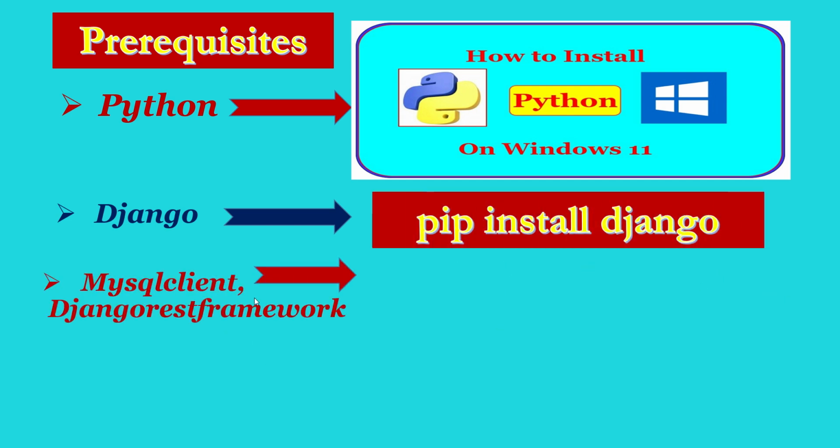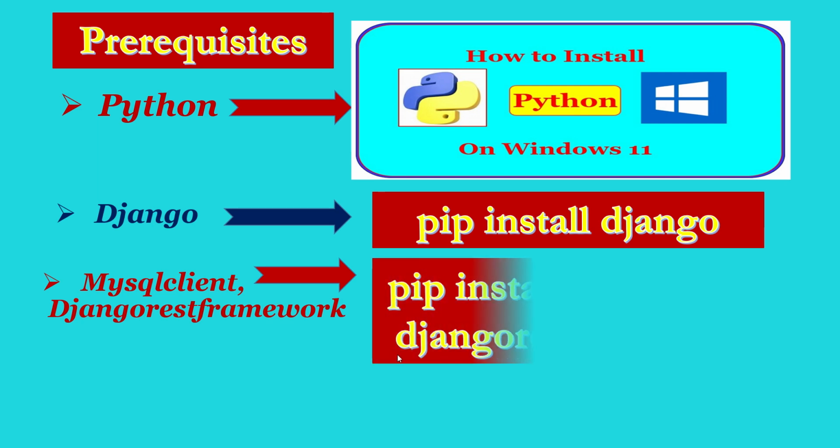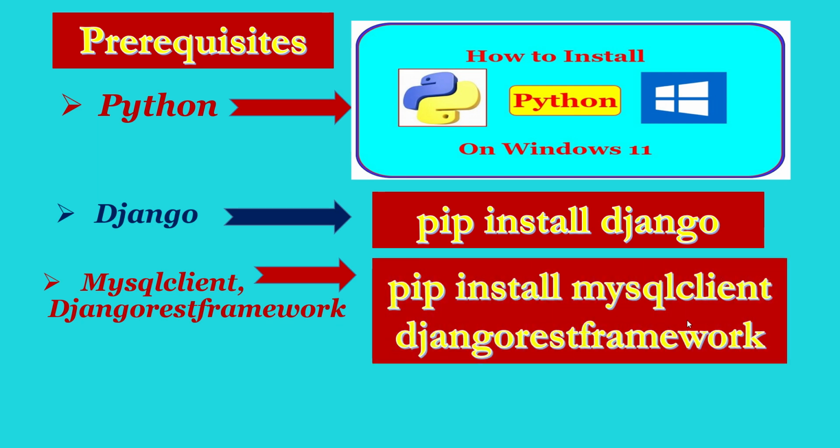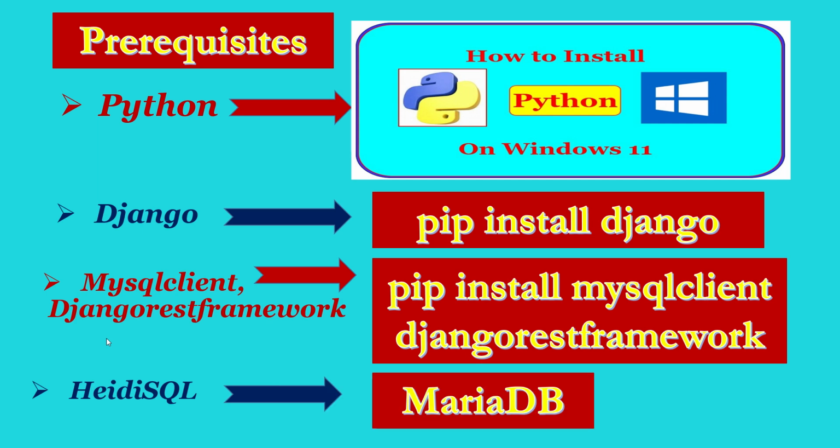Next, we need to install MySQL client, which is a Python library which will help us to connect with the MariaDB database. And next, we need to install this Django REST framework. This is the web framework with which we are going to create and build the REST API on the Python backend side. And this is HeidiSQL, which is a database management tool that will allow us to connect and manage the databases on the MariaDB side. So this is about all the prerequisites we are going to use to create this Python MariaDB RESTful API.